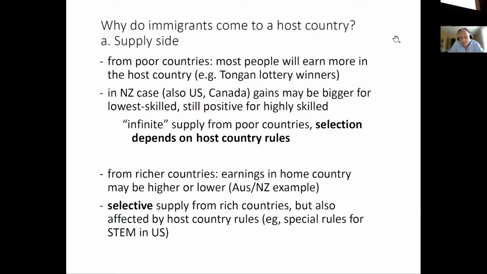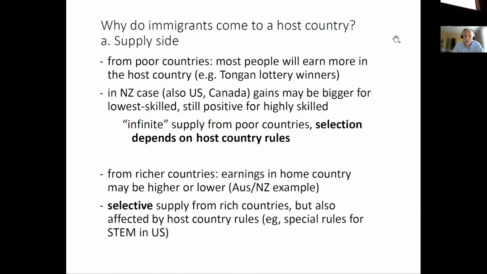So you think about it, there's a large supply from poor countries. From the richer countries, it's a much different situation. So if you think about who comes to New Zealand from Australia or Canada or United States, that's a very selective group of people. And they may be affected by differences in tax treatment. They may be affected by their desire to live in New Zealand and so on. And there's also, of course, especially for higher educated people, some special rules for things like STEM graduates and so on.